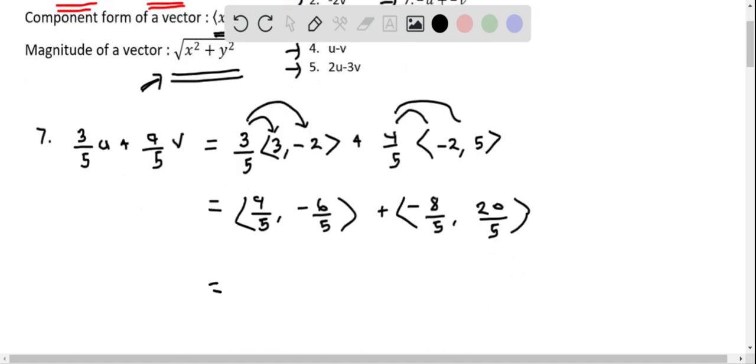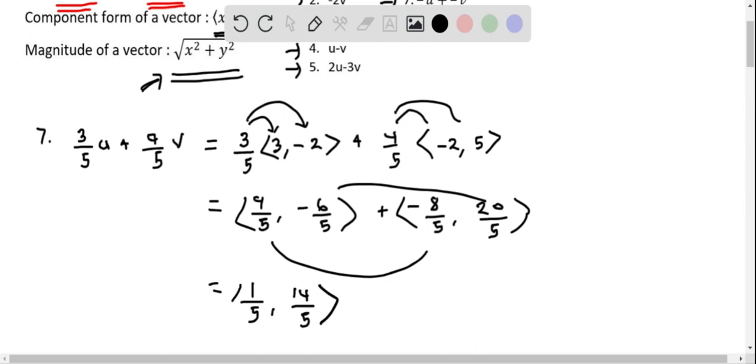So now we have to add these two vectors, that is 9/5 should be added with the negative 8/5 and minus 6/5 should be added to 25/5. And when we do that, we'll get 9 minus 8 is 1/5 and minus 6/5 plus 25/5 is 14/5. So this is the component form of the vector 3/5 u plus 4/5 v.